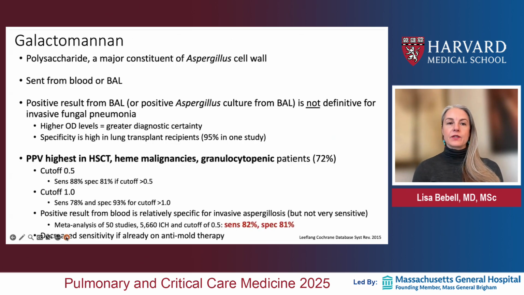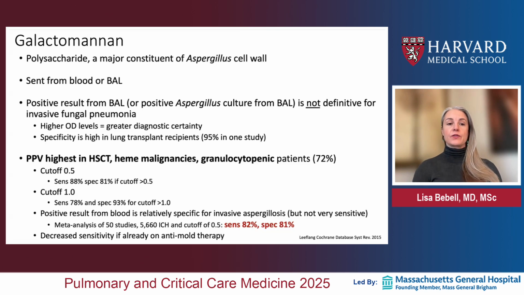What about galactomannan? Galactomannan is a polysaccharide and a constituent of the Aspergillus cell wall. It can be sent from either blood or from bronchoalveolar lavage specimens. The positive results from BAL are really very helpful, but not definitive, for invasive fungal pneumonia. The higher level that you use as a cutoff gives you greater diagnostic certainty, and the specificity is pretty high in the lung transplant recipient population. But the highest positive predictive value actually is seen in hematopoietic stem cell transplant recipients, heme malignancies, and granulocytopenic patients.